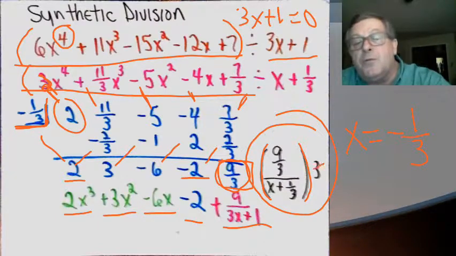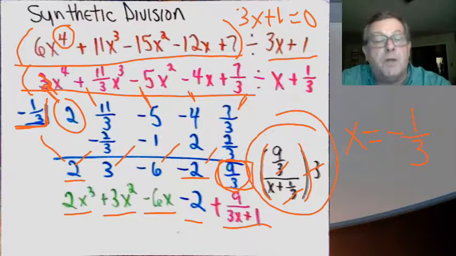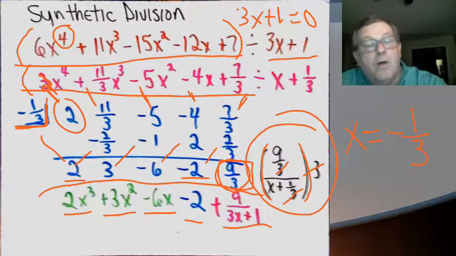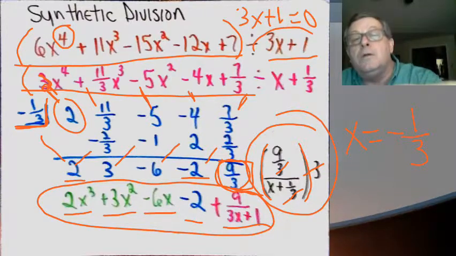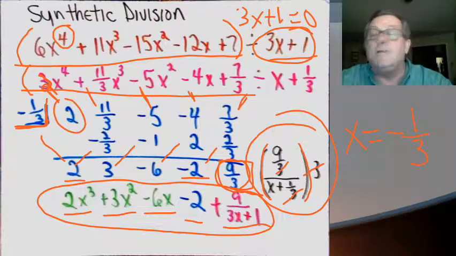When I do, the 3s cancel out here, and the 3s cancel out here, and I'm left with 9 over 3x plus 1. So my final answer here is 2x cubed plus 3x squared minus 6x minus 2, with a remainder of plus 9 over 3x plus 1, my original divisor. Setting my remainder back up to my original divisor. Synthetic division.